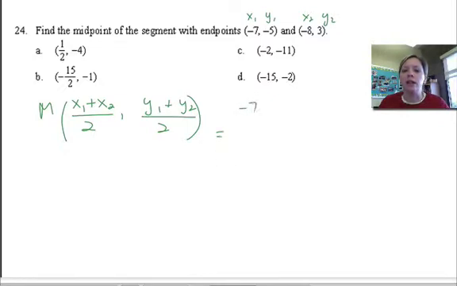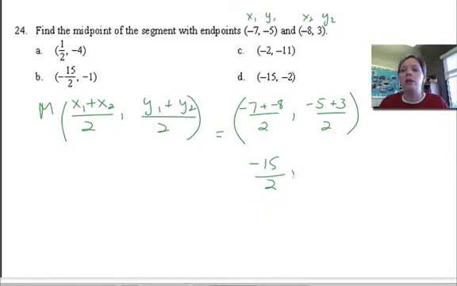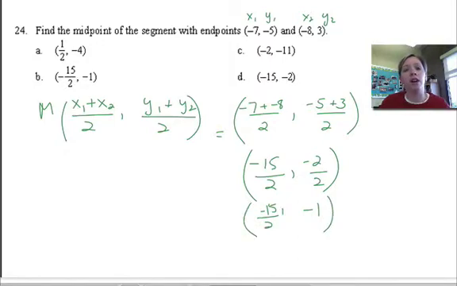Plugging them in, it's going to be negative 7 plus negative 8 over 2, and negative 5 plus 3 over 2. Negative 7 plus negative 8 is the same sign, so we add and keep the sign, so that's negative 15 over 2. Negative 5 plus 3 is negative 2 over 2. And I know I can reduce that, that's going to be negative 1. But also looking at the answers, I can see I don't even have to divide 2 into 15. My correct answer is right here, negative 15 halves and negative 1.